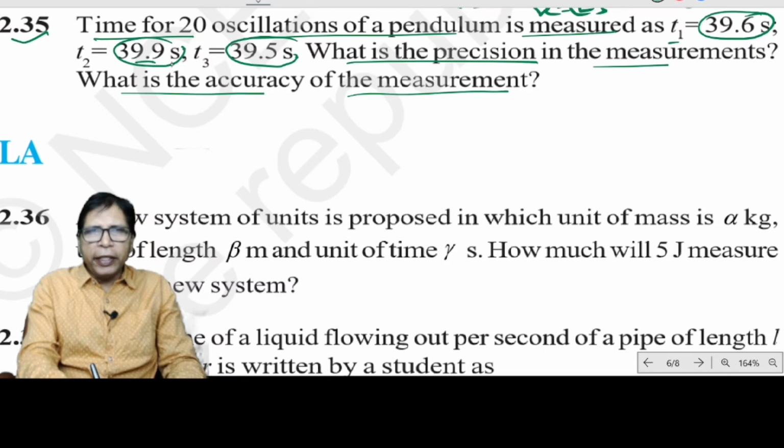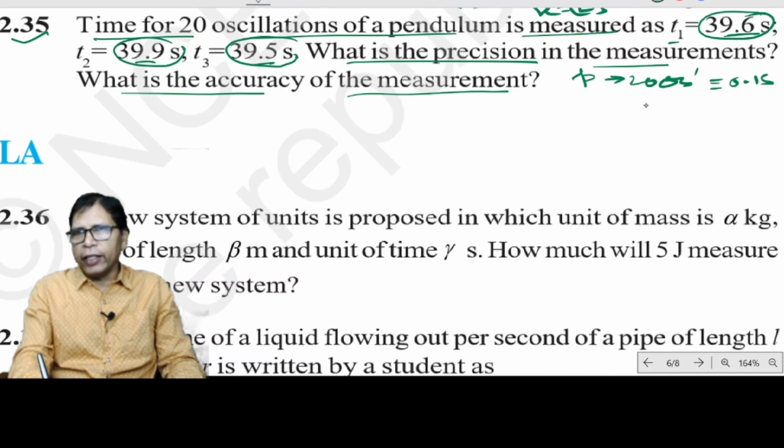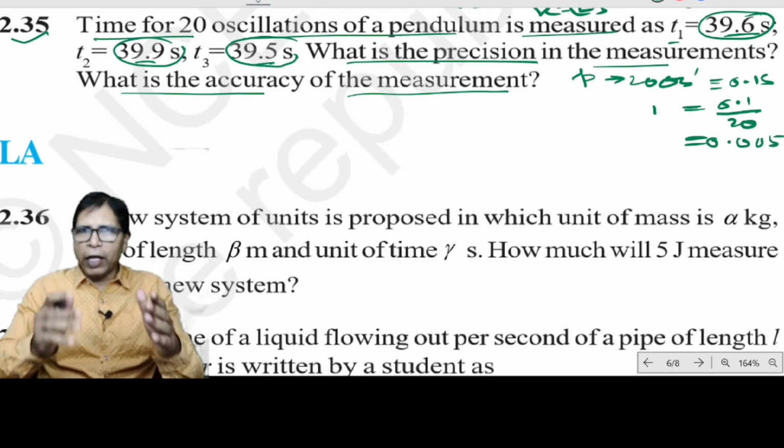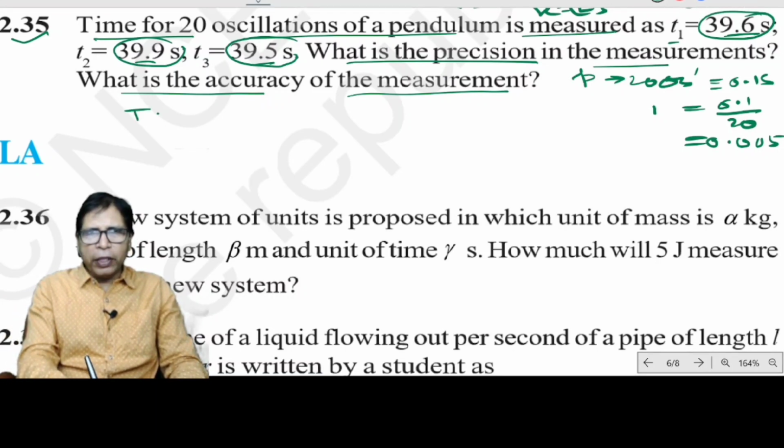Now from this measurement it is obvious that the least count is equal to 0.1 second. So precision for 20 oscillations is 0.1 second. So precision for one oscillation is 0.1 divided by 20, which is 0.005 second per oscillation. Okay. Now we know the time period of a second pendulum T equals 2 seconds. Now we have to calculate the average time period of these observations.